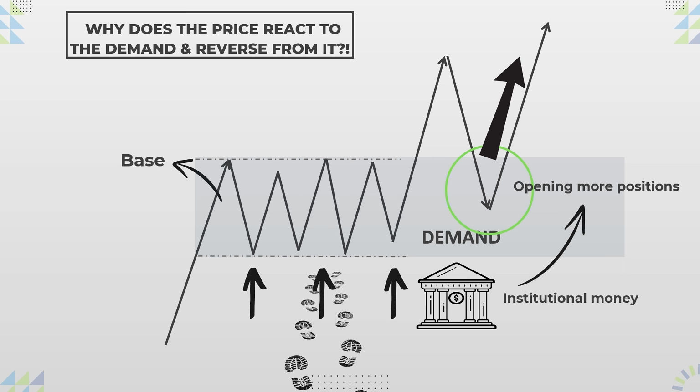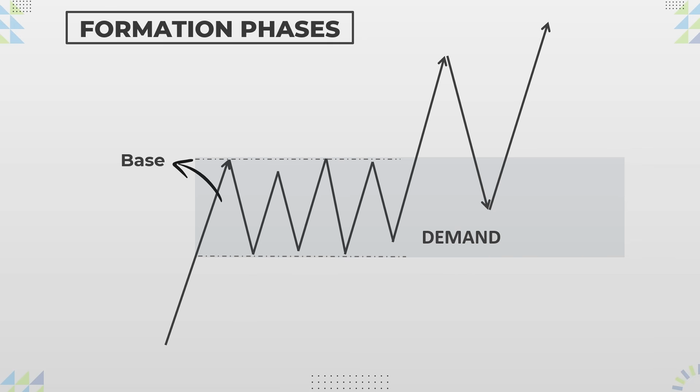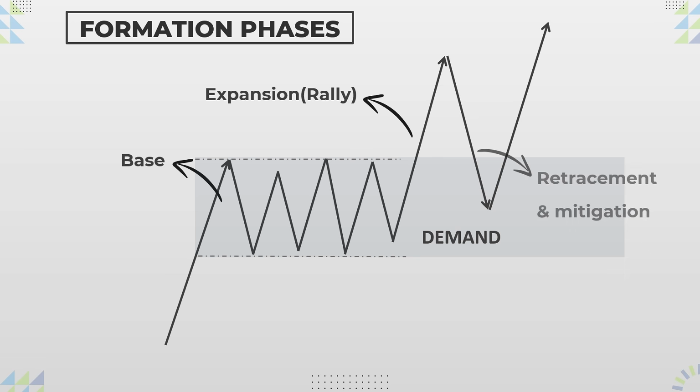This is why we should wait for the price to return to the demand or supply zones before considering executing trades if we want to align with institutional money instead of becoming a victim and getting trapped. All these processes occur in 4 distinct steps: the base, the expansion, which can either be a rally or a drop, retracement and mitigation, and finally continuation. We always focus on the continuation phase when entering the market.